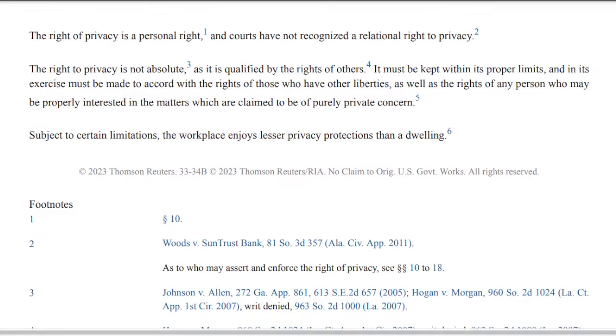The right of privacy is a personal right, and the courts have not recognized a relational right to privacy. The right to privacy is not absolute, as it is qualified by the rights of others. It must be kept within its proper limits, and, in its exercise, must be made to accord with the rights of those who have other liberties, as well as the rights of any person who may be properly interested in the matters which are claimed to be of purely private concern. Subject to certain limitations, the workplace enjoys lesser privacy protections than a dwelling. So obviously at home you get more privacy than at work.